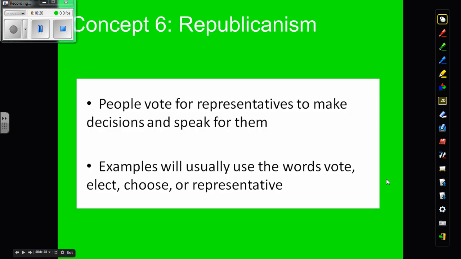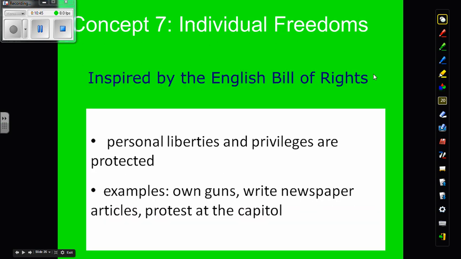And then concept 6. Concept 6 is republicanism. This is where people vote for representatives to make decisions and speak for them. Examples usually include vote, elect, choose. So very similar to popular sovereignty, but again, you're going to have those keywords about a representative government. And that's republicanism. And that takes us to our last concept today, and that's individual freedoms.